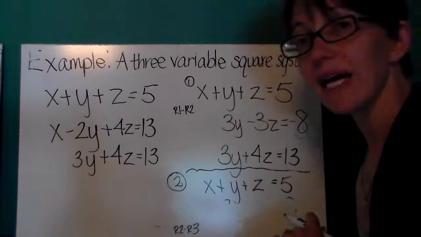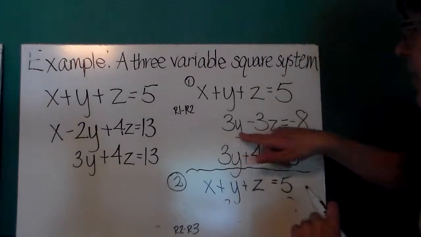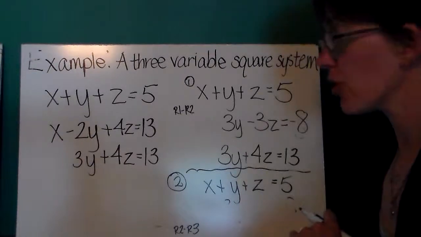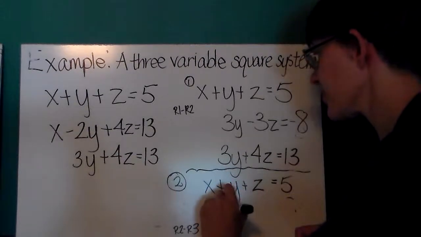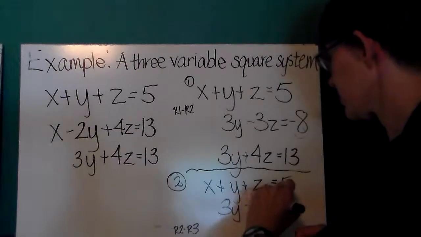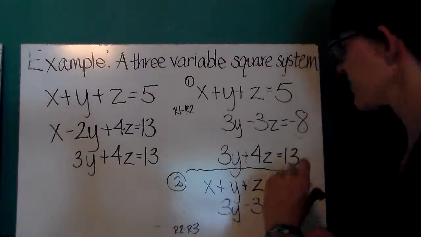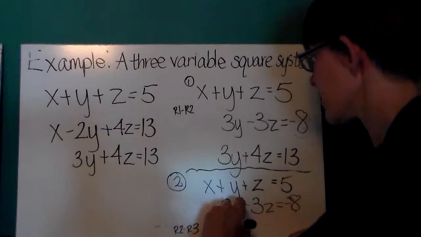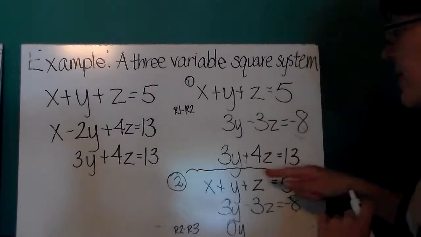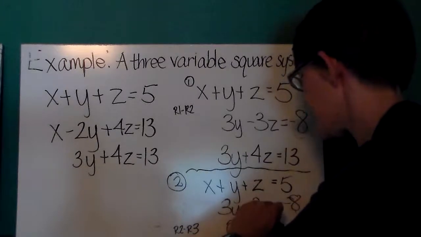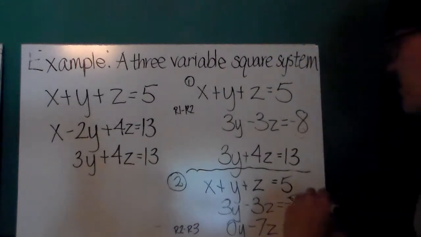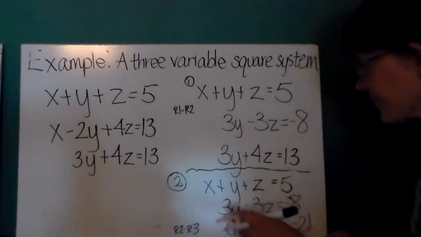What I'm going to do now is take the 2nd row and subtract the 3rd row from it. I'll keep my 2nd equation the same. And 3y minus 3y is 0y. Negative 3z minus 4z is negative 7z. And negative 8 minus 13 is negative 21.